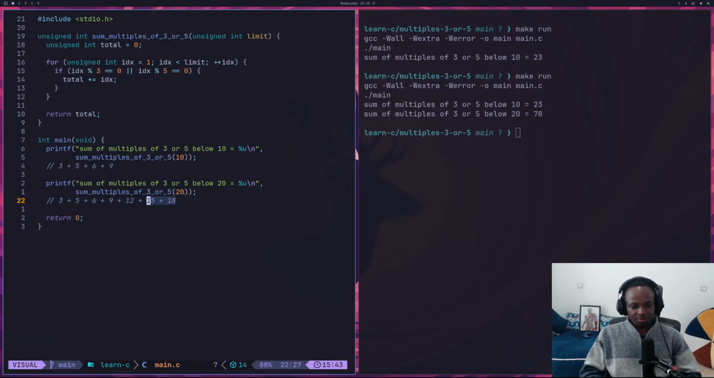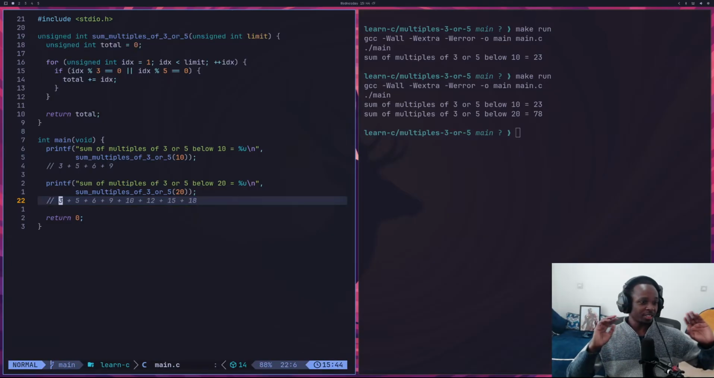So when you take 18 plus 15, that's going to be 33. 33 plus 12 will be 45. 45 plus 9. Actually, I forgot 10. After 9, we are supposed to have 10 since we're checking for multiples of either 3 or 5. Okay, let's start again. So this is 18. 18 plus 15, that's 33. 33 plus 12, that's going to be 45. 45 plus 10 will be 55. 55 plus 9 will be 64. 64 plus 6 will be 70. 70 plus 5, 75, plus 3, 78. Okay, our solution is working.